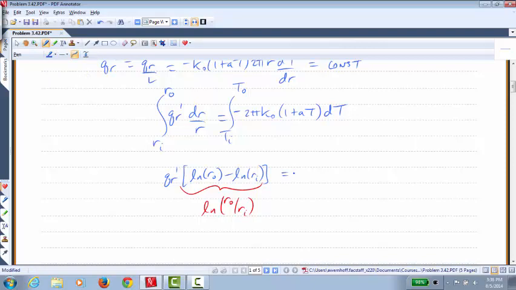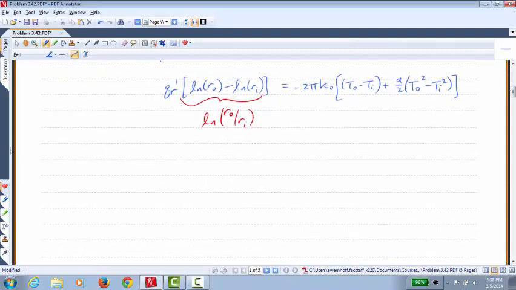On the right side, we can take the 2πK₀ and the negative sign out. So we're going to get minus 2πK₀. And notice that this is two terms then. We have one term that's just dT, and we have another term that's aT dT. So when we do the integration of that, for the term that's just dT, we're just going to get simply T_o minus T_i. And then the second term, we're going to get a over 2 times T_o squared minus T_i squared.